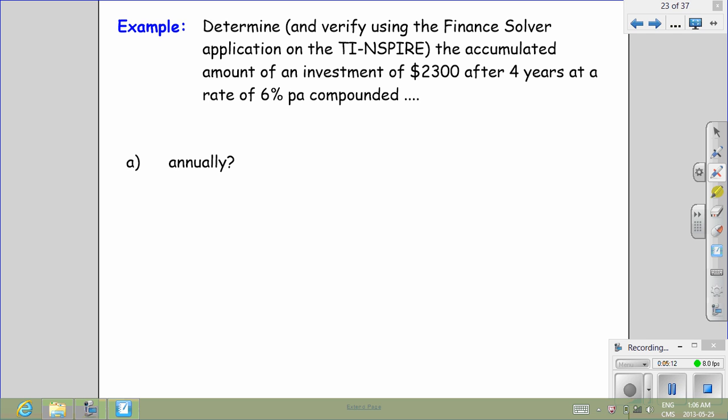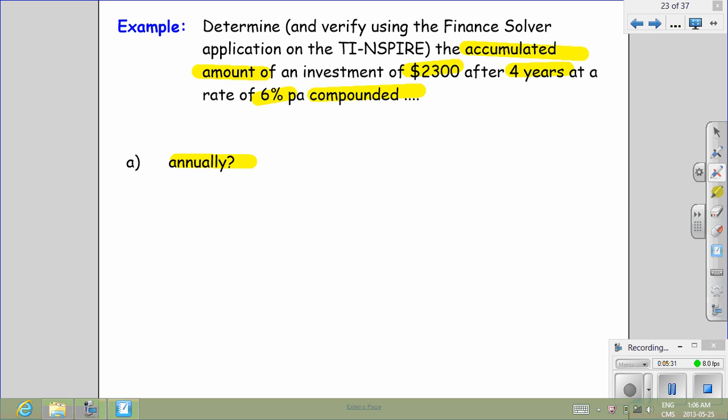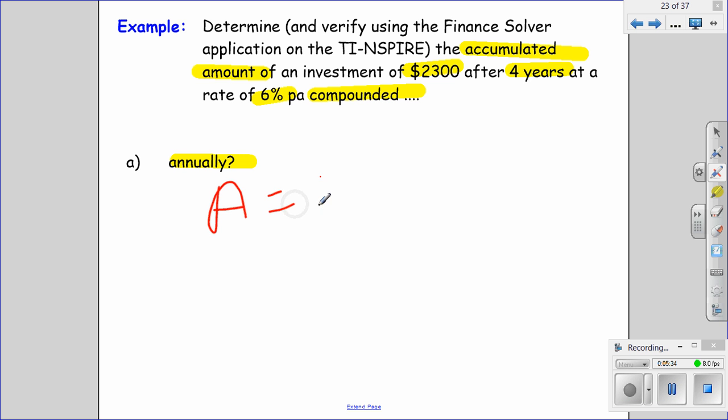So if I want to determine the accumulated amount of an investment of $2,300 after 4 years at a rate of 6% per annum compounded annually. Okay, so let's highlight: we're looking for the accumulated amount, we're investing $2,300, after 4 years, 6% compounded annually. The word compounded is key because it tells me to go to this A equals P times (1 plus i) to the n formula.